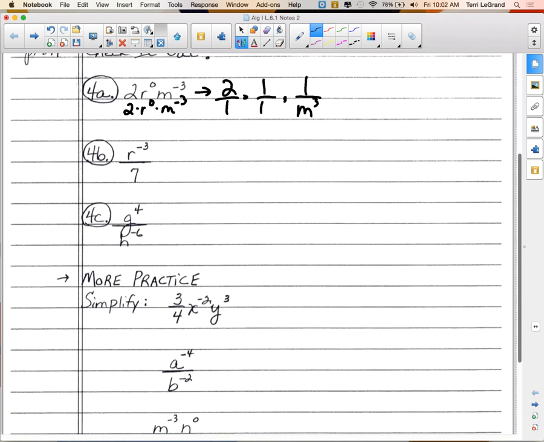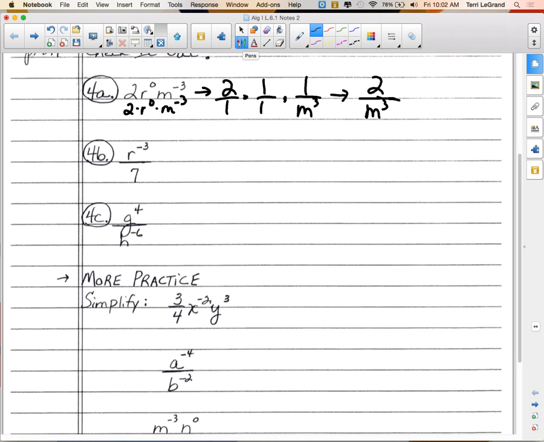Okay, now we have a fraction times a fraction times a fraction. Let's multiply across the top. What do we get? 2. And downstairs, m to the third power. That is not m3. I'm going to have to make that a little bit more legible here.